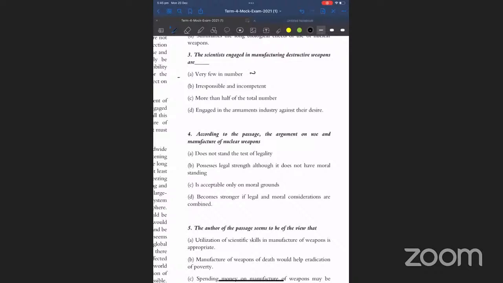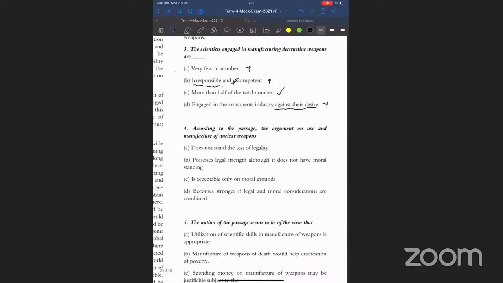Well, it's not few in number because it says there's more than 50%. Irresponsible and incompetent. Yes, irresponsible kind of, but it doesn't say that. They didn't say incompetent. They have to be very smart. So this is not correct. More than half the total number. Yes. Engaged in the armaments industry against their desire? Doesn't say that as well. So the answer is C.